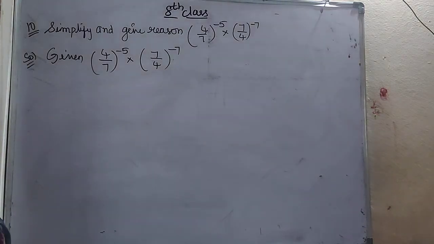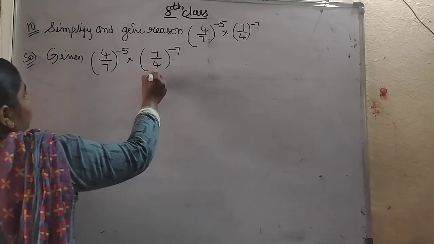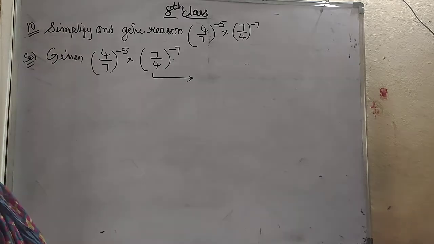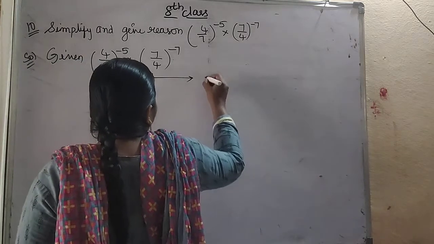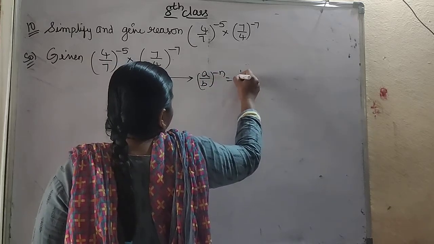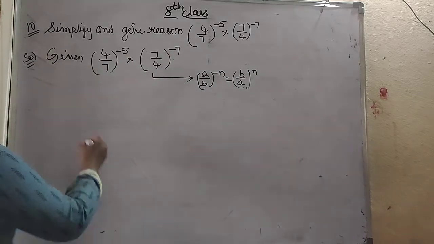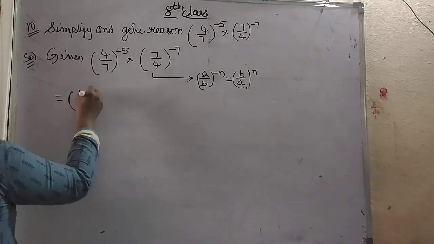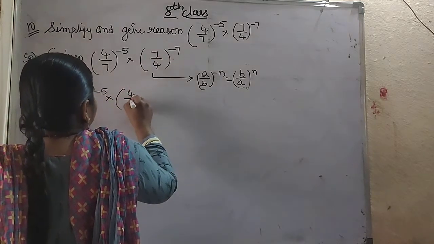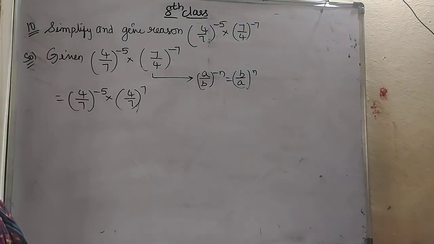So what we are doing here? Just we can reciprocal the terms. I am reciprocating only this value, not this value. Only I am reciprocating the second term. By using which formula? That is (a/b) whole power minus n, we can write in the form of (b/a) whole power n. So here (4/7) whole power minus 5 into, if you reverse this, that will be (4/7) whole power 7.